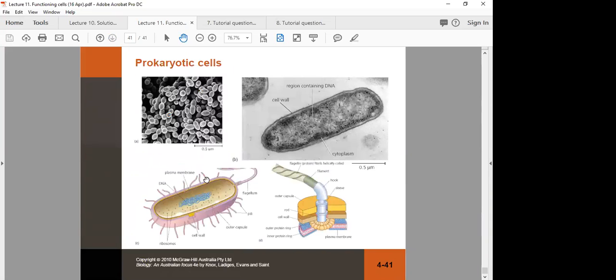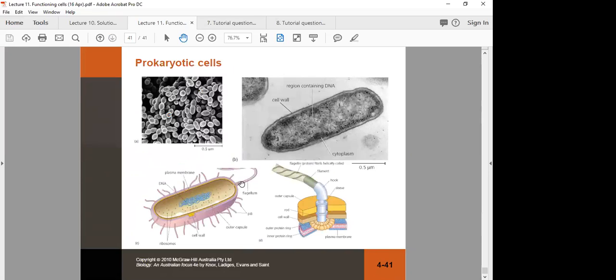So this is a nice representation of a prokaryotic cell, an external cell wall. To the inside of that, in yellow, we have the plasma membrane. To the inside, we don't have any organelles, but we can see lots of little ribosomes. And here we have the DNA, which is not enclosed within a nucleus.